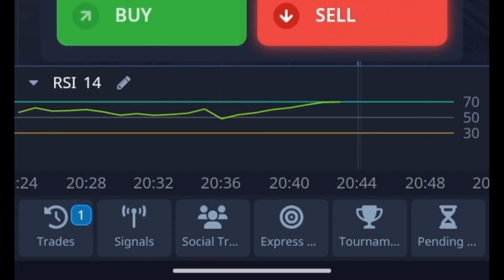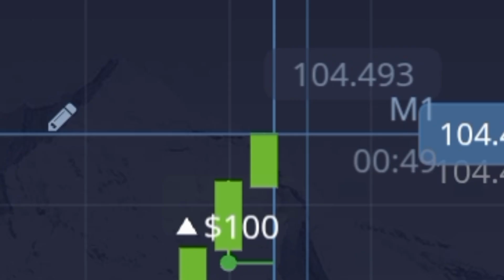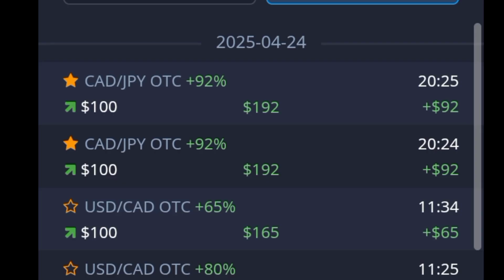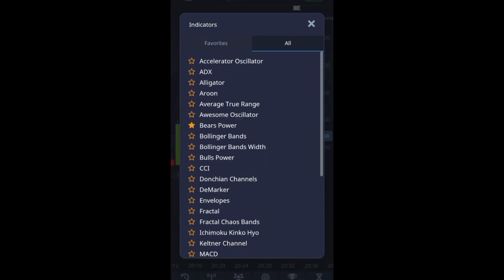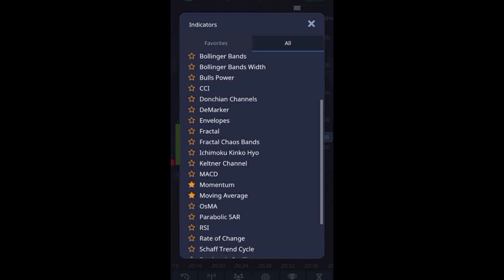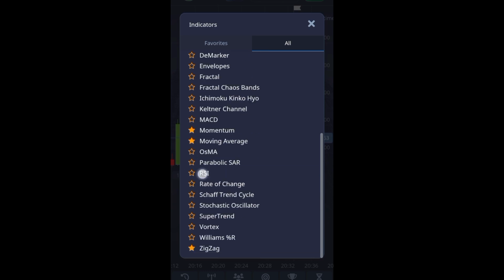Today, I'll be showing you the secrets of the RSI indicator and how to master it and close winning trades just like this. First things first is to set up this indicator, and we'll be adding the indicator to our chart. Click on the indicators icon on your screen, choose the RSI indicator, and once it's added to your chart, you're going to have something like this.